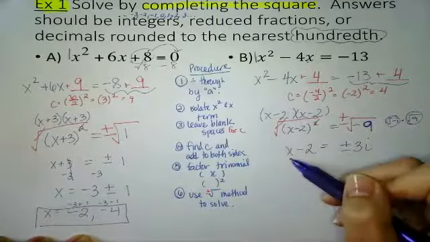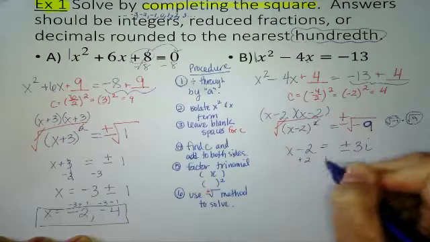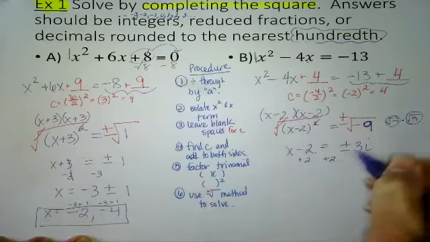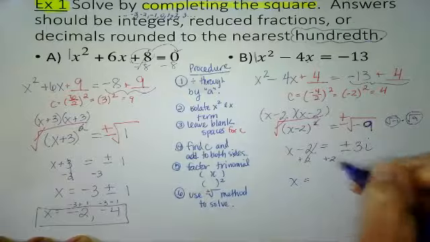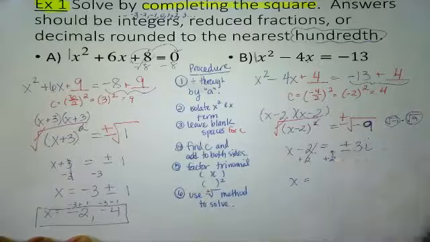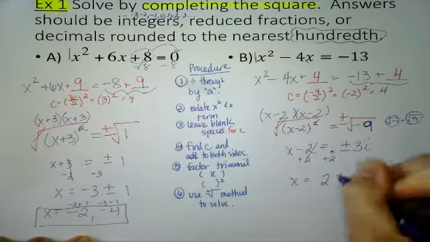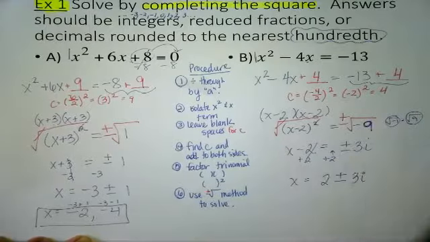And then I just need to isolate x by adding 2. Now, can I add 2 to the 3? I don't get 5 i's. That's not how that works. They are not like terms. So this 2 just gets inserted in there. We're going to say 2 plus or minus 3i.